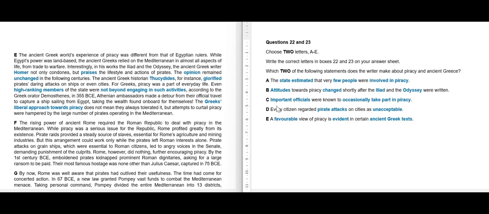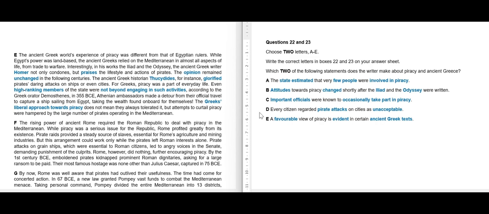Option C. The keywords in this option are important officials, occasionally take part in piracy. In the paragraph, you can find the phrase high ranking members, which is synonymous to important officials, not beyond engaging in such activities, which means these high ranking members or important officials engaged or took part in such activities, which was piracy. Hence, option C can be one of the answers.